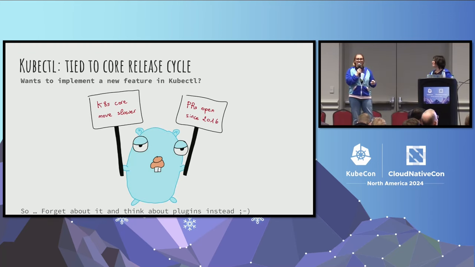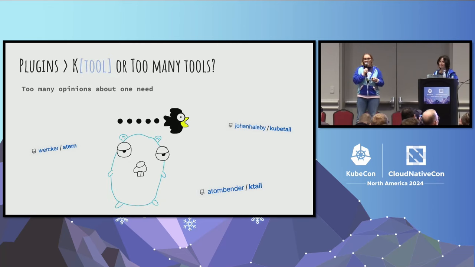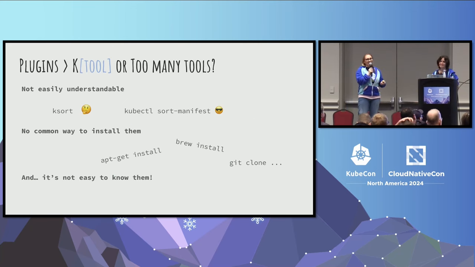Why kubectl plugin? As you know, the kubectl release lifecycle follows the Kubernetes release lifecycle, so you can't wait a little bit of time between improvements. So yes, it could be painful. In this world, we have many tools. If we focus, for example, on logs, you have a lot of choice. We have kubectl logs, Stern. Stern is cool. Yes, my favorite is Stern. But we have to choose. And it's difficult to understand them because there are lots of names. It's a little bit random. And how to install them, many ways: apt-get, and yes, brew. And how to know them, yes, difficult to find them.